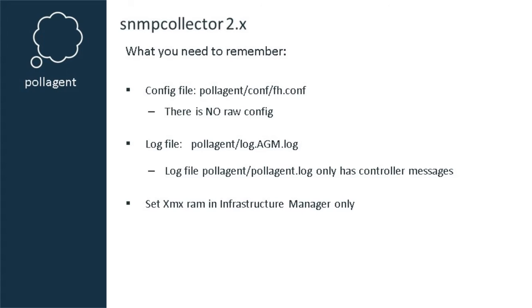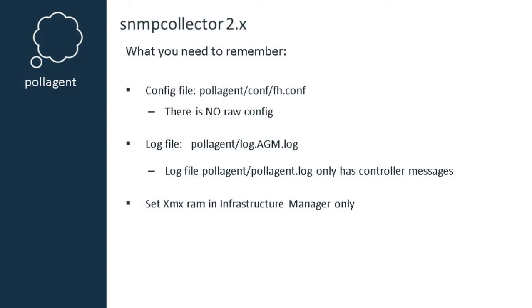and remember. To begin, the config file is not called pollagent.conf. You will find it in the conf directory, but its name will be fh.conf. fh is short for FireHunter. As a result, this means there is no raw config, since raw config would look for pollagent.conf.